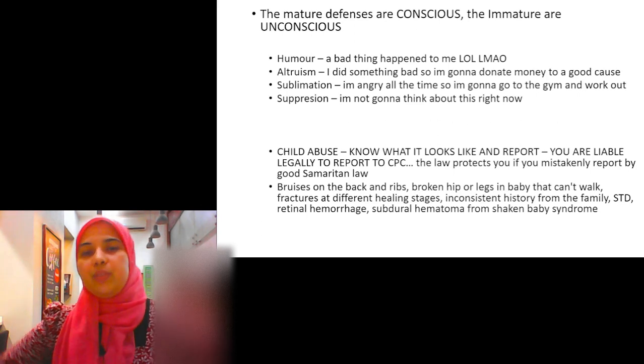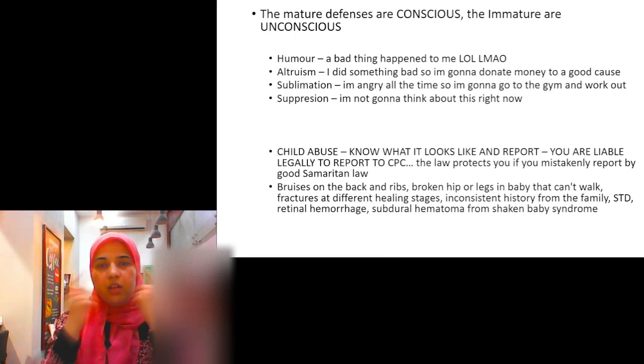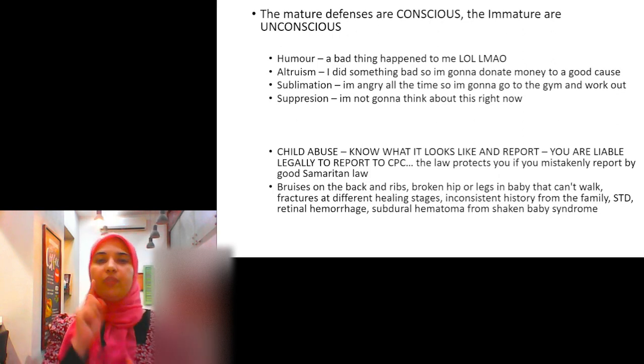Fractures in the ribs here from grabbing the baby too tight. Fractures in the ribs. Shaken baby syndrome. Retinal hemorrhages. Those are all buzzwords for child abuse. You want to be aware of that and you want to report it if you suspect.